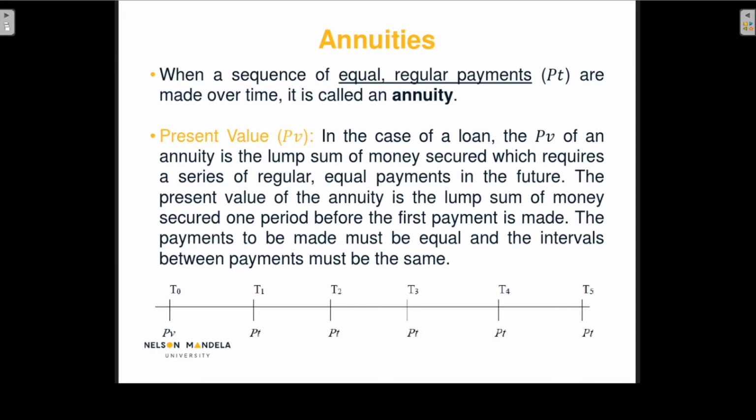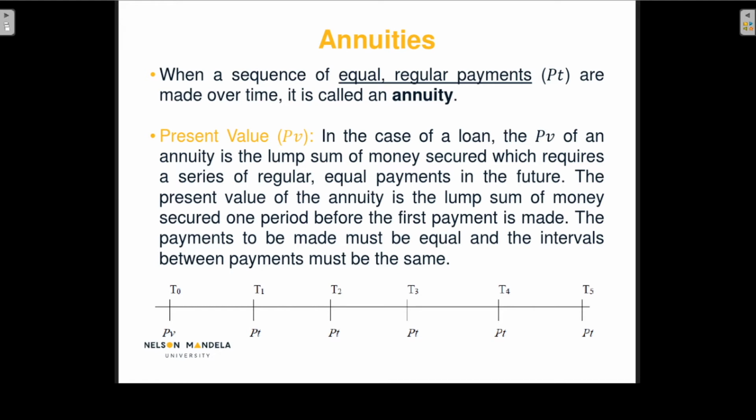Okay, so we say that an annuity is a sequence of equal regular payments made over time. Again, we have a present value. In the case of a loan, the present value of an annuity is a lump sum of money secured, which requires a series of regular equal payments in the future. So if you, for example, take out a home loan, then you have to pay back this home loan with equal regular payments. We call that your monthly mortgage bond repayments.